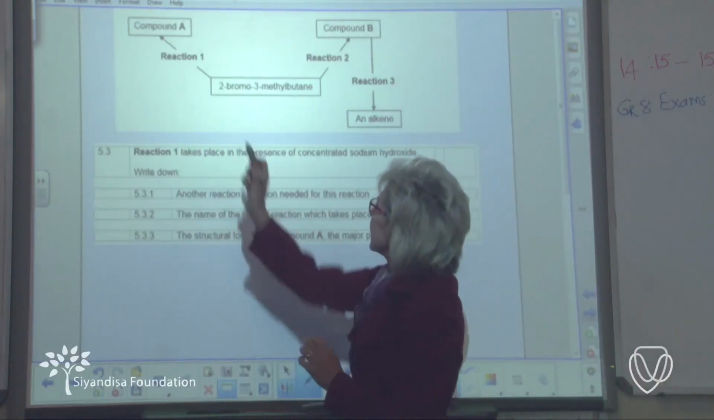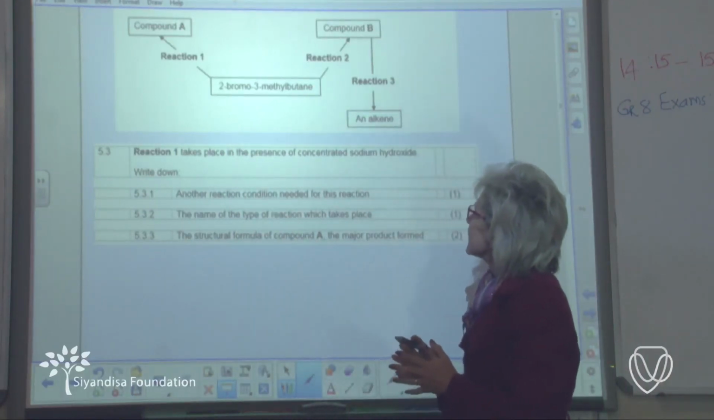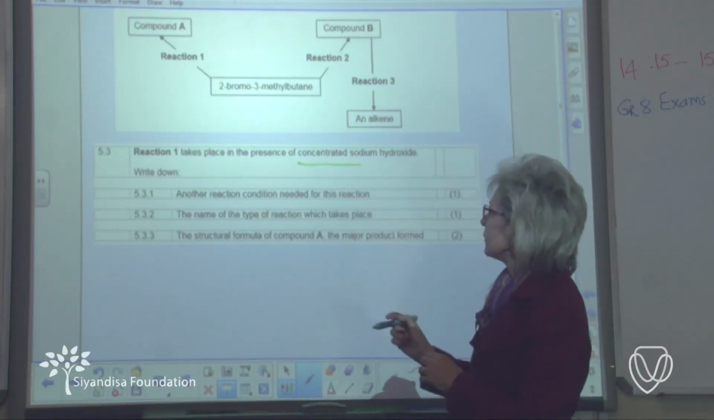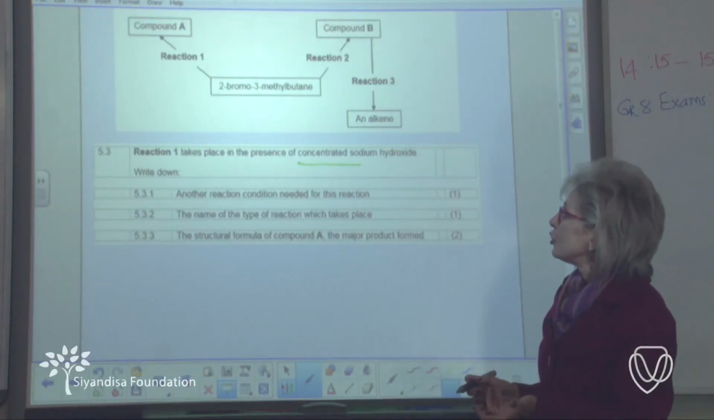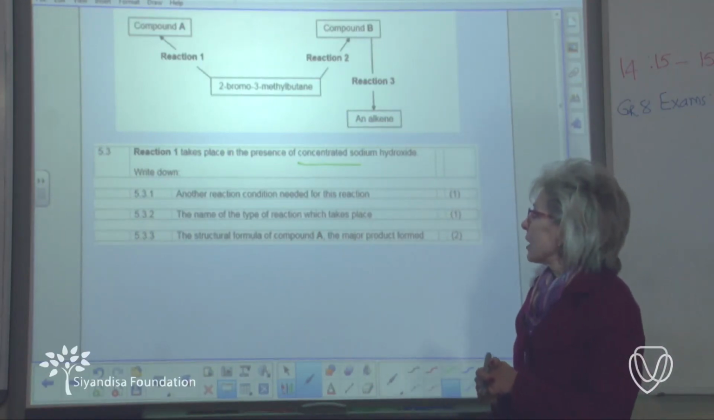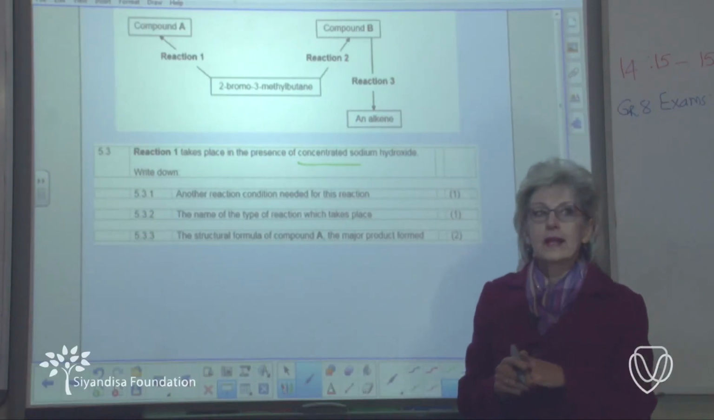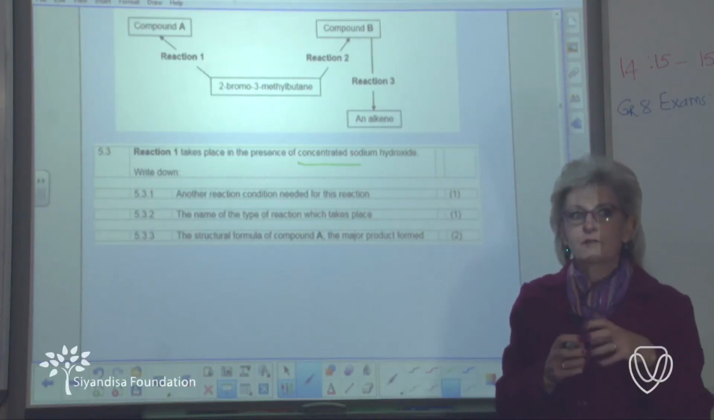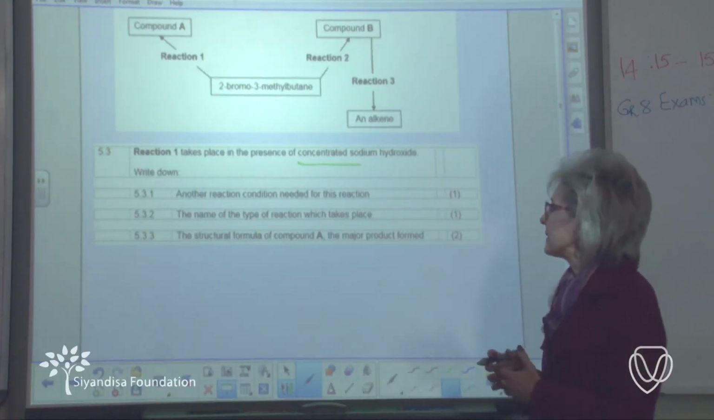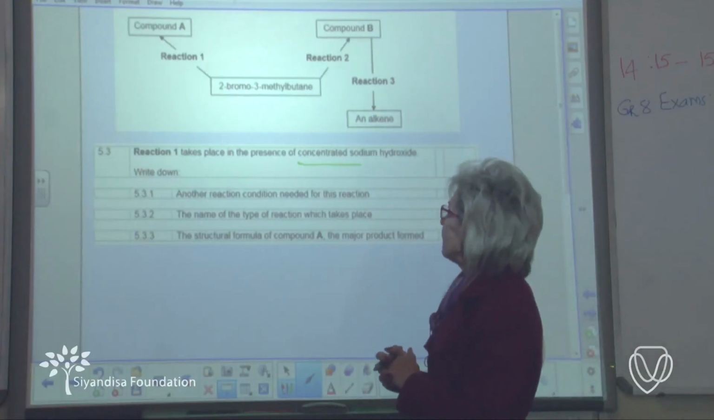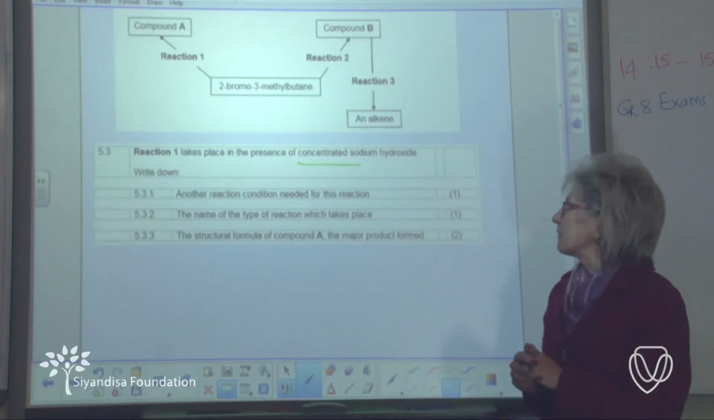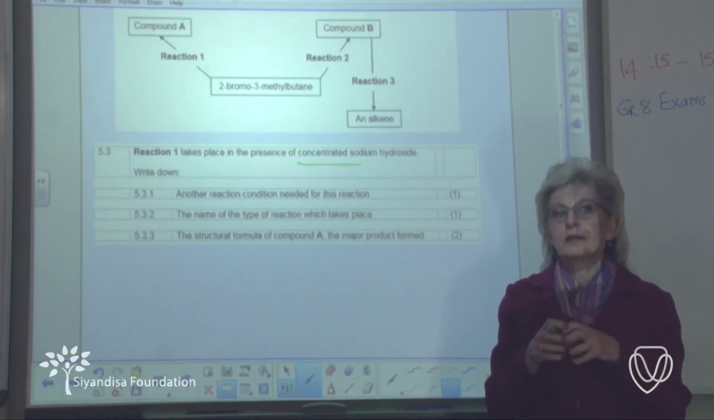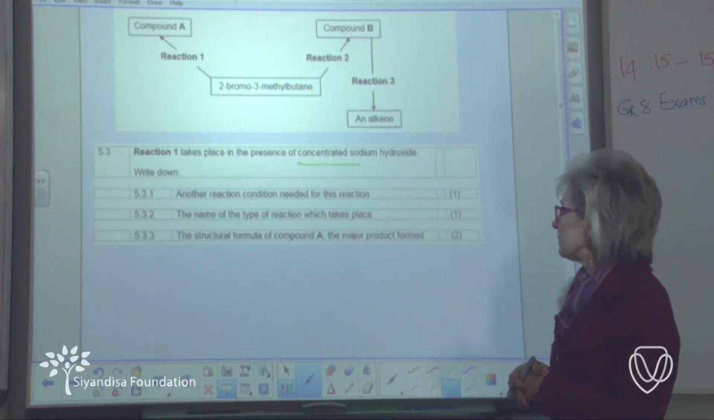Reaction 1 takes place in the presence of concentrated sodium hydroxide. Now I've got the concentrated sodium hydroxide. Remember the previous one was dilute. Another reaction condition needed for this reaction: the moment that I've got concentrated base, it's the extreme one, and remember the extreme one also asks for heat, strong heat. The type of reaction which takes place when I've got the concentrated base and I add strong heat, I am removing. So the type of reaction is elimination.